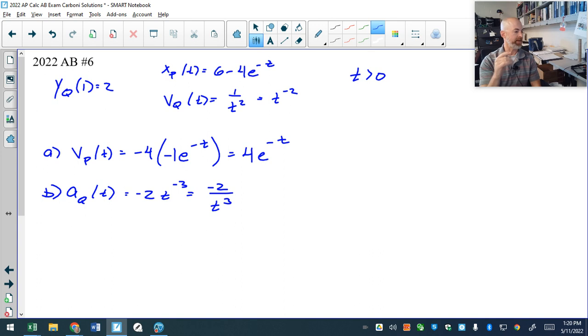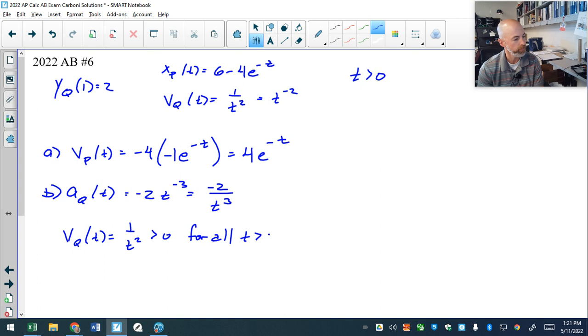You would expect this to have like a certain interval, but this is not going to work out the way I was expecting it to. Anyway, so speed. If you want speed to increase or decrease, you need to analyze the signs of velocity and acceleration. So you do not simply look at one or the other. So I'm going to make a note that the velocity of particle Q, which is the function 1 over t squared, is going to be greater than 0 for all t greater than 0.